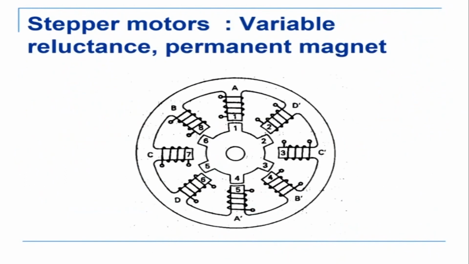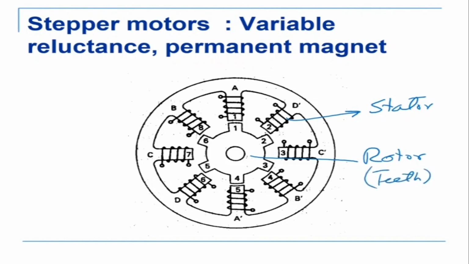The working of a stepper motor is very, very simple. The stepper motor consists of a rotor. So this is my rotor, and this is my stator. The rotor has teeth and windings. You can see that these are teeth on the rotor, and these are windings on the teeth. How does it work?